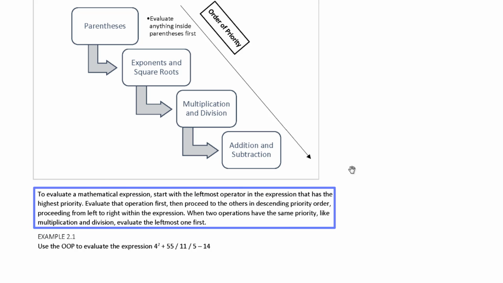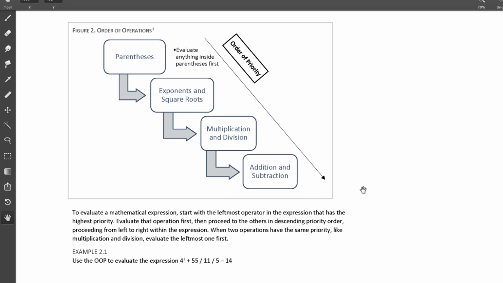To evaluate a mathematical expression, start with the leftmost operator in the expression that has the highest priority. Evaluate that operation first, then proceed to the others in descending priority order, proceeding from left to right within the expression. When two operations have the same priority, like multiplication and division, evaluate the leftmost one first. So in this diagram, you see that parentheses is alone in its bubble, but the next bubble says exponents and square roots. Exponents and square roots actually are the next highest priority, and they're actually the same thing.